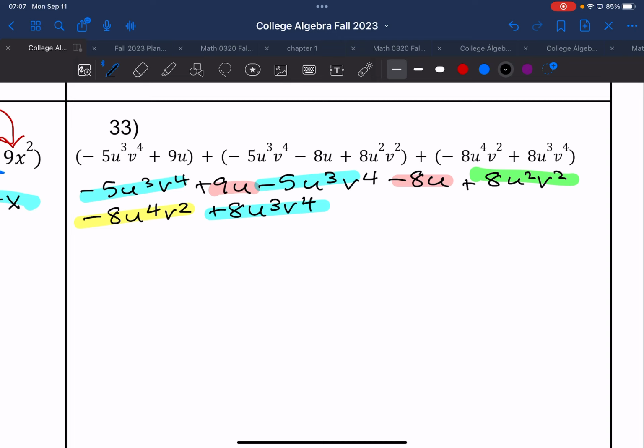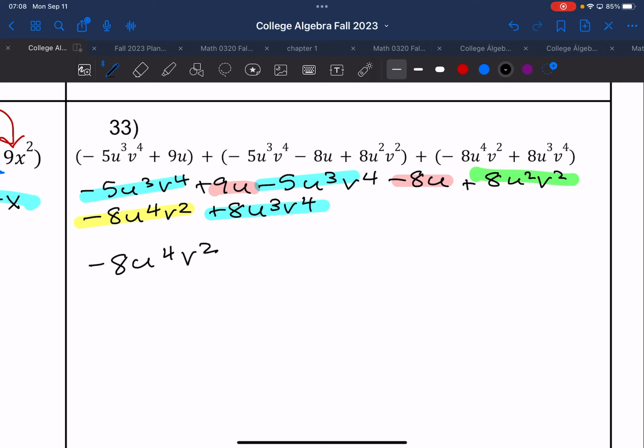So for these ones, since we're dealing with all the u's and the v's, it doesn't matter if we choose to put what I highlighted in blue first, because it does have v to the 4th, or if I choose to do this yellow one first, because it also has u to the 4th. So it doesn't matter which one comes first, as long as the other one comes next. So I'm just going to write negative 8u to the 4th v squared.